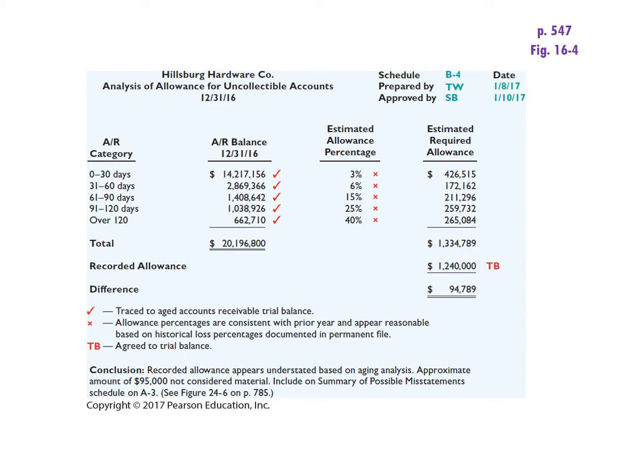And logically, I don't know if these are the right percentages or not, but logically, I do know that the older the accounts are, the less likely I am to collect them. I'm going to collect a higher percentage of my December receivables than my November, than my October, and so on.